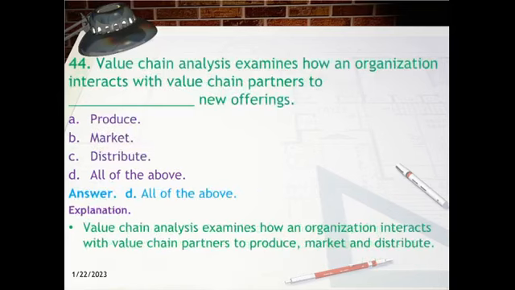44. Value chain analysis examines how an organization interacts with value chain partners to new offerings: produce, market, distribute, all of the above. Answer: D. All of the above. Explanation: Value chain analysis examines how an organization interacts with value chain partners to produce, market, and distribute.